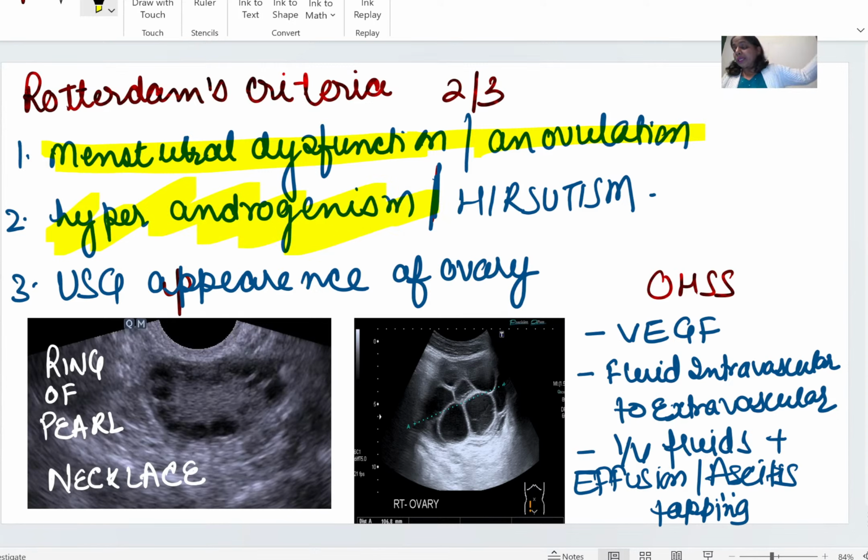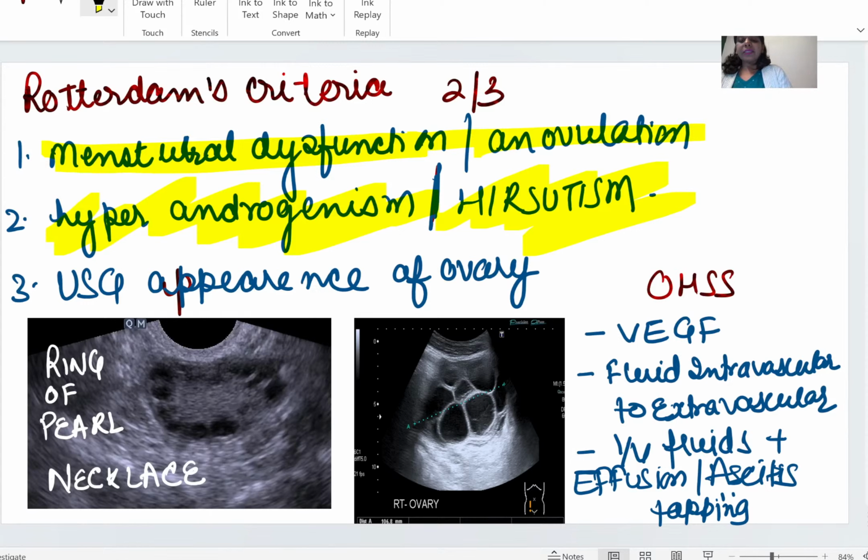Okay, the other criterion which Rotterdam has given us is hyperandrogenism. As I told you, increased LH will cause anovulation and oligomenorrhea, and increased LH will cause hyperandrogenism or hirsutism. So hyperandrogenism means increased testosterone in the blood, or hirsutism.